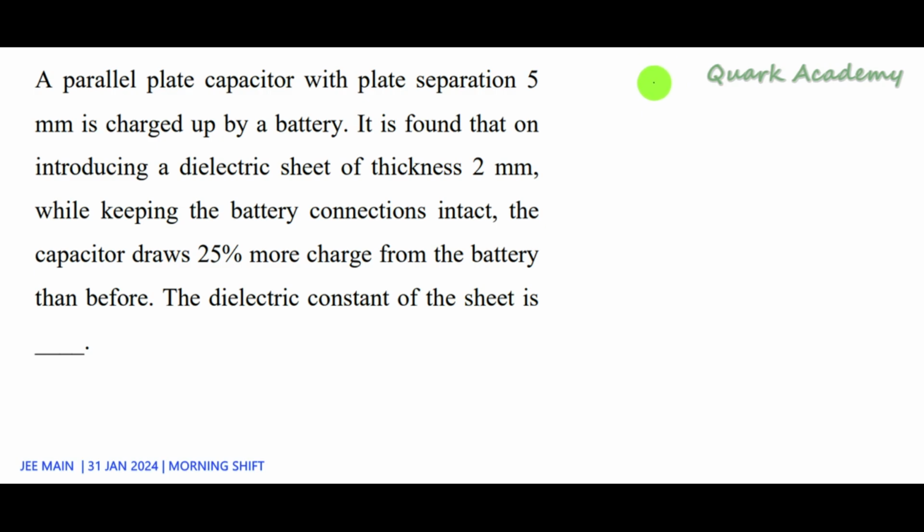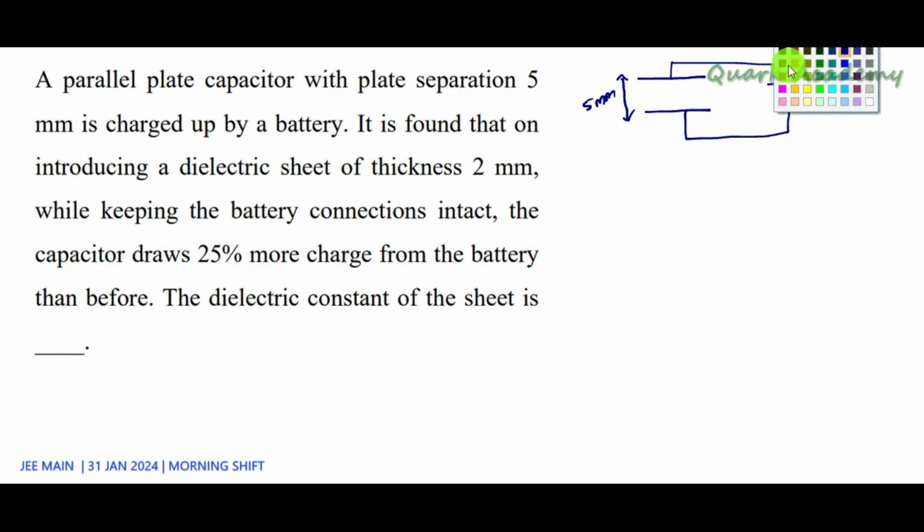So there is a parallel plate capacitor. Let's consider this is a parallel plate capacitor. The distance between the plates is 5 mm and it is connected to a battery. So some amount of charge is stored in it and they are adding some dielectric between the plates. So let's consider this is the dielectric they are adding between the plates, and this thickness is 2 mm and the dielectric constant is K. We need to find this dielectric constant, and one more thing is given, that is how the charge is changing.